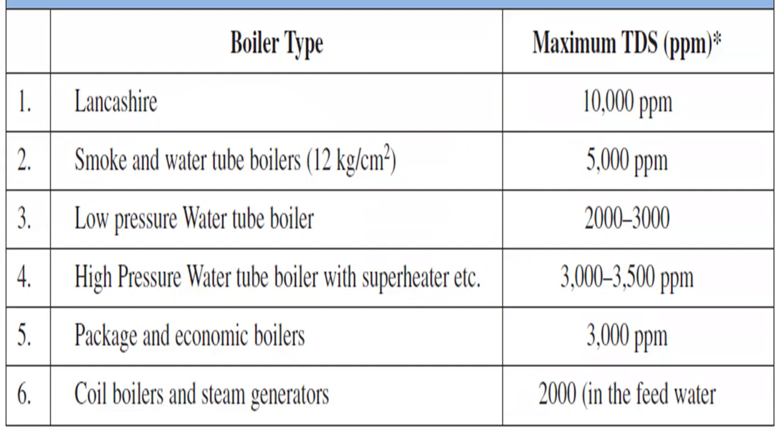Low pressure water tube boilers, 2,000 to 3,000 ppm. High pressure water tube boilers with superheater, 3,000 to 3,500 ppm. Then package and economic boilers, 3,000 ppm. And coil boilers and steam generators, a maximum TDS of 2,000 ppm is permissible for the blowdown.